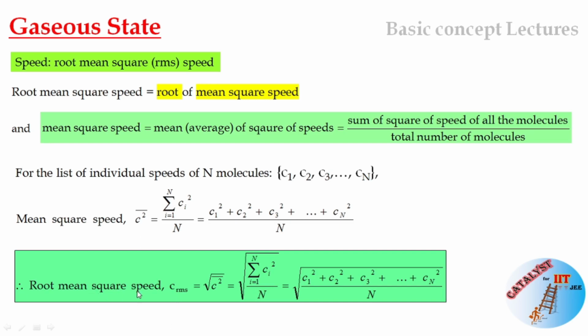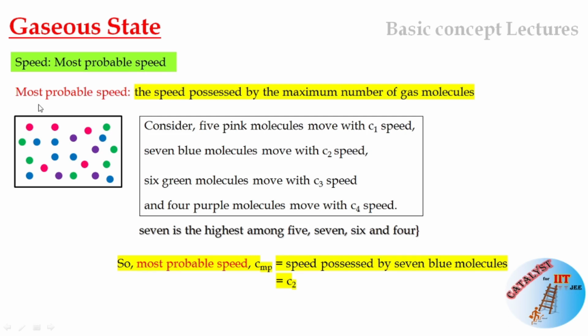So basically the root mean square speed, which can be expressed as c RMS, is the square root of c square bar, and c square bar is equal to this. So finally, this is the expression for the root mean square speed. Now let's come to the third type of expressing the speed, that is most probable speed. The most probable speed is basically the speed possessed by the maximum number of gas molecules.